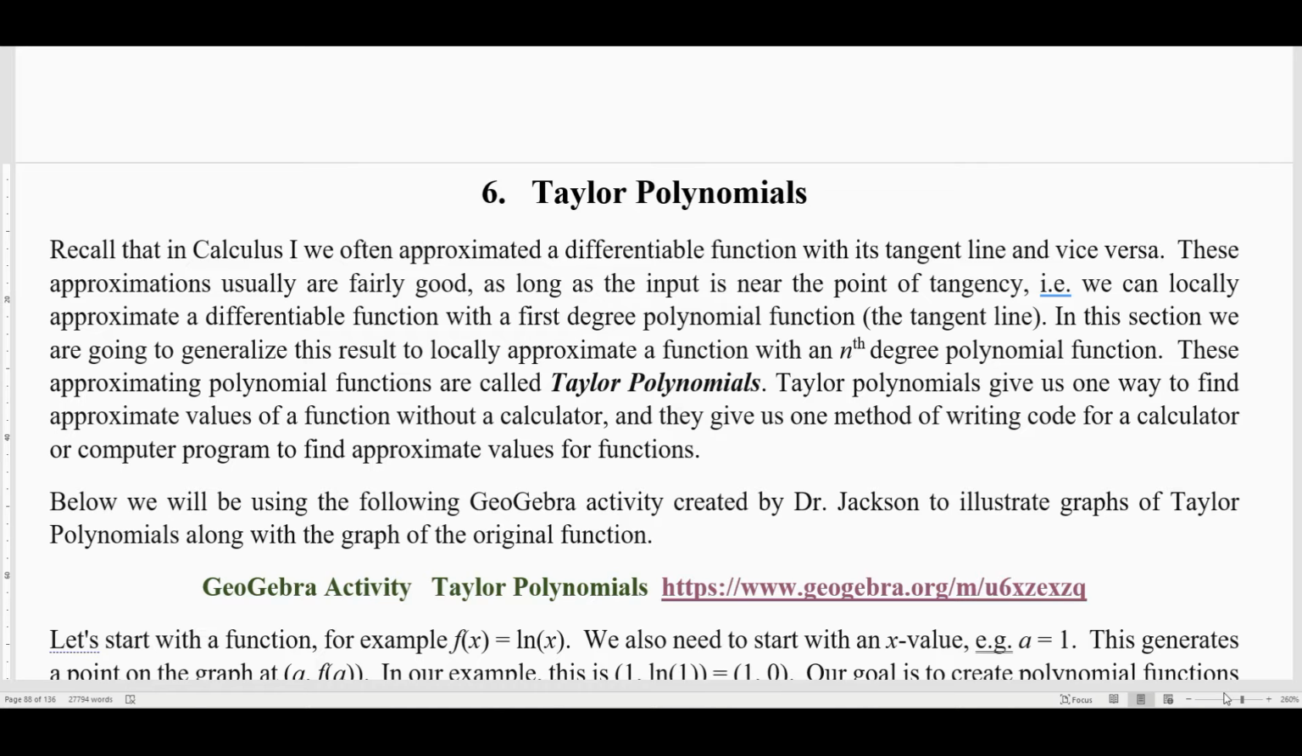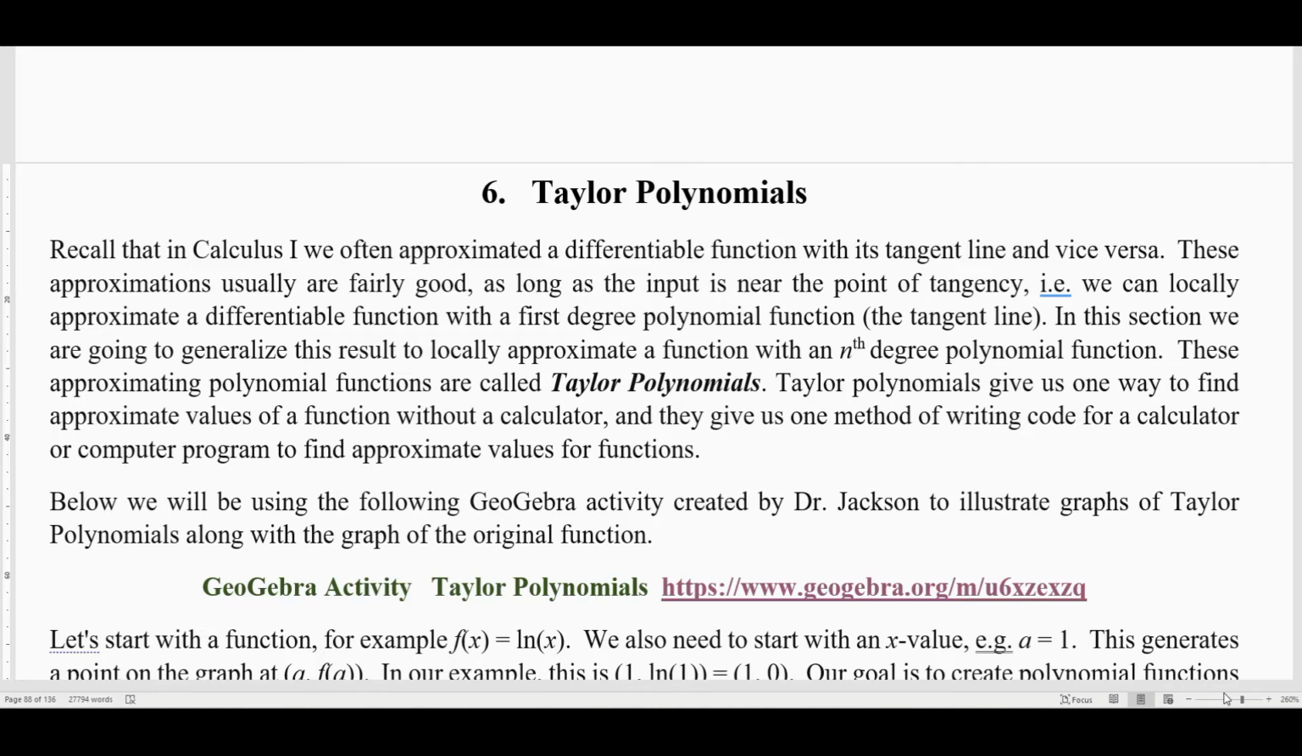In this section, we are going to generalize this result to locally approximate a function with an nth degree polynomial function, not just a first degree polynomial function. These approximating polynomial functions are called Taylor polynomials. Taylor polynomials give us one way to find approximate values of a function without a calculator, and they give us one method of writing code for a calculator or computer program to find approximate values for functions.